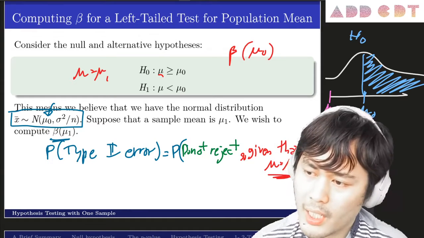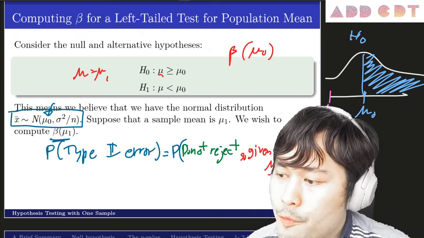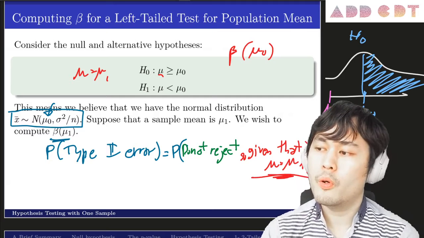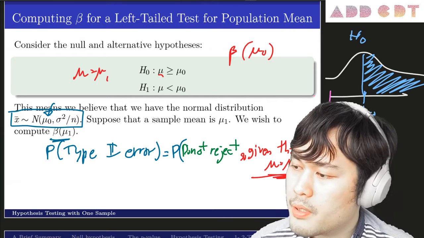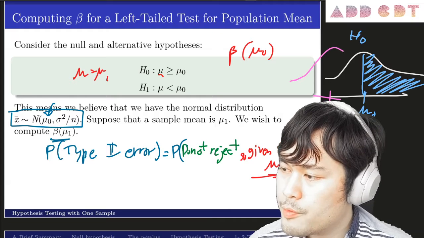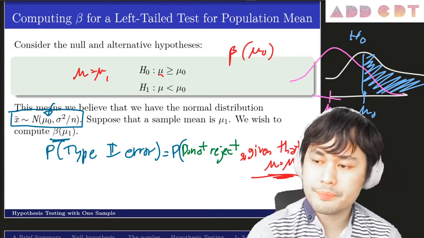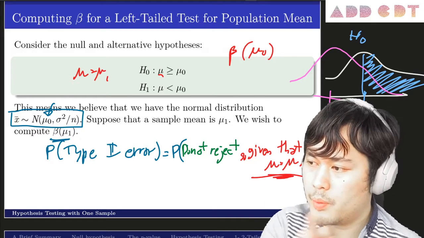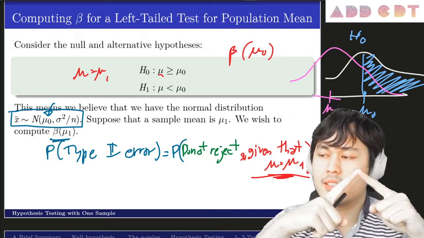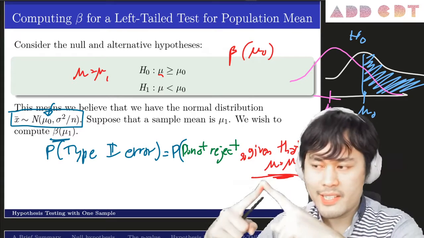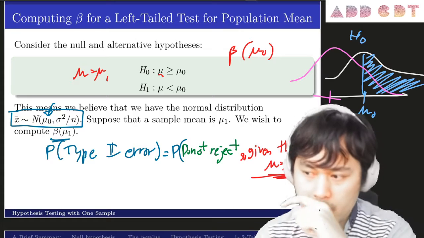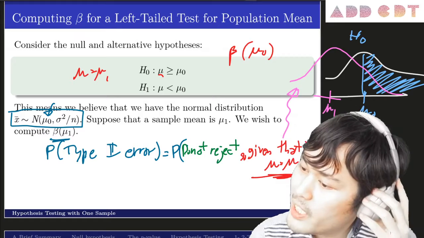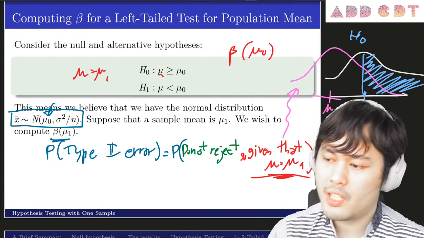Okay, and then let's take a look at here. If we believe that the population mean is mu1, it means that we actually believe that the curve should look like this. For the null hypothesis, we believe that the curve looks like that, but it actually looks like that. And that's these 2 different curves. So that's what it means to believe that the population mean is actually mu1.